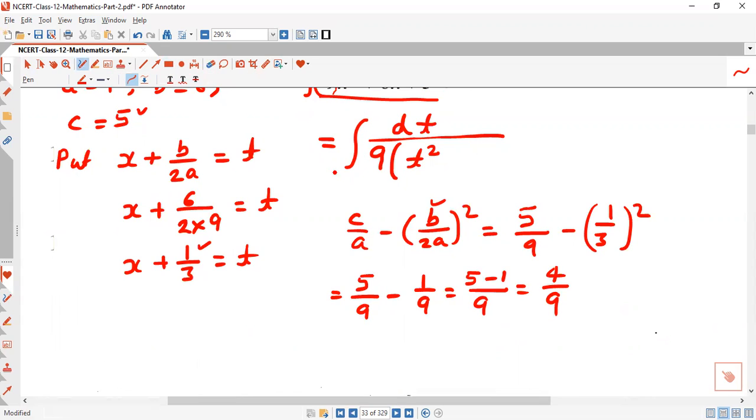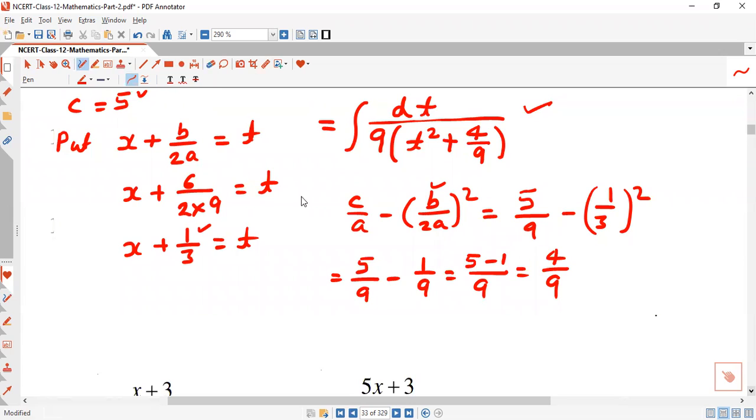So in this integration, come back to the integration. We will put here t square plus 4 by 9. The sign is plus, so write plus 4 by 9 and close the bracket. So now this function is given. I am interested in finding the integration of that part. Simplify this one: 9 is constant, so 1 upon 9 outside, dt divided by t square plus 2 by 3 whole square.